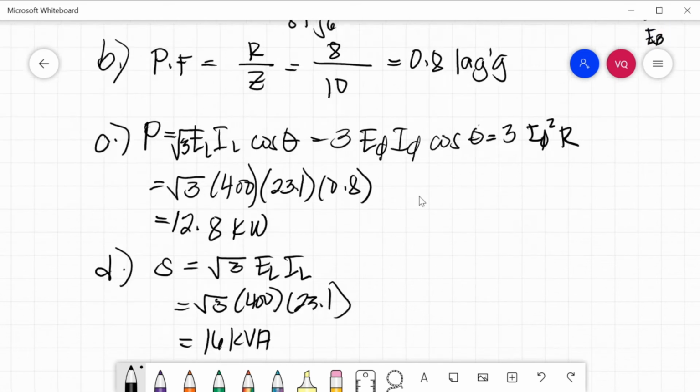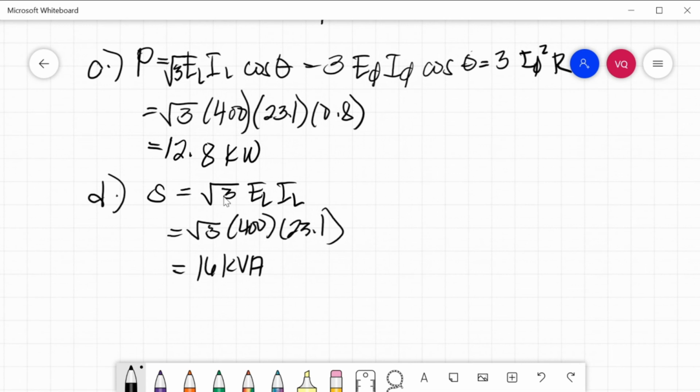For the apparent power S, you will have square root of 3 EL IL, or 3 times E phase times I phase. That is equal to square root of 3 times 400 times 23.1, equal to 16 kVA.